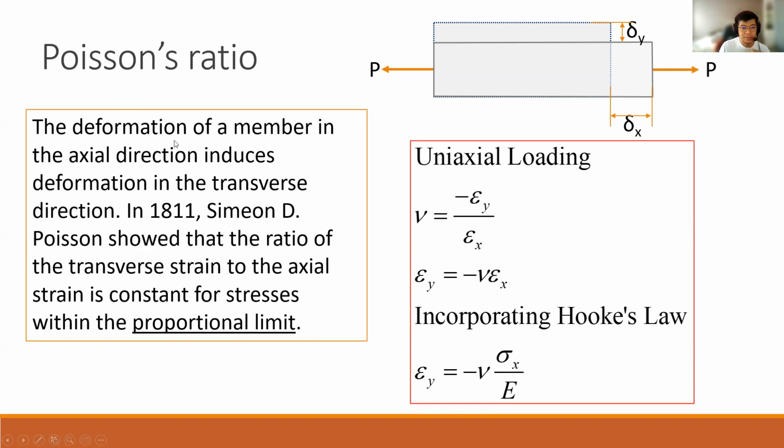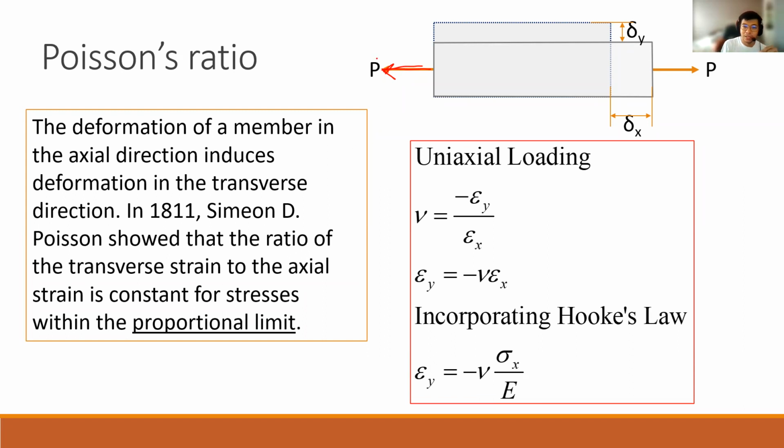Okay, so it's read here that the deformation of a member in the axial direction induces deformation in the transverse direction. So meaning if we're trying to put a load here on the x-axis, by basic definition of strain, we can expect some deformation or elongation with respect to the x-axis. If we imagine it in actual material, if we stretch the x-axis, the other transverse axis might shrink, right? Or expand, depending on the behavior of the load.